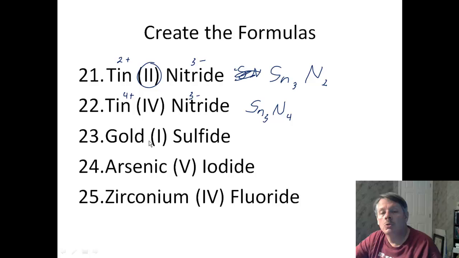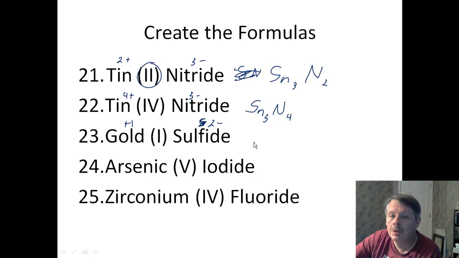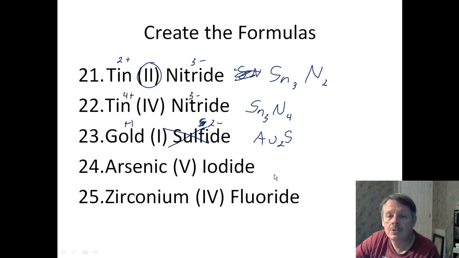How about gold 1 sulfide? Well, gold doesn't react very much with many things, but that's a +1 and that's a -2, and that's AuS. But when I crisscross my numbers, I have to have 2 gold, so it's Au2S.